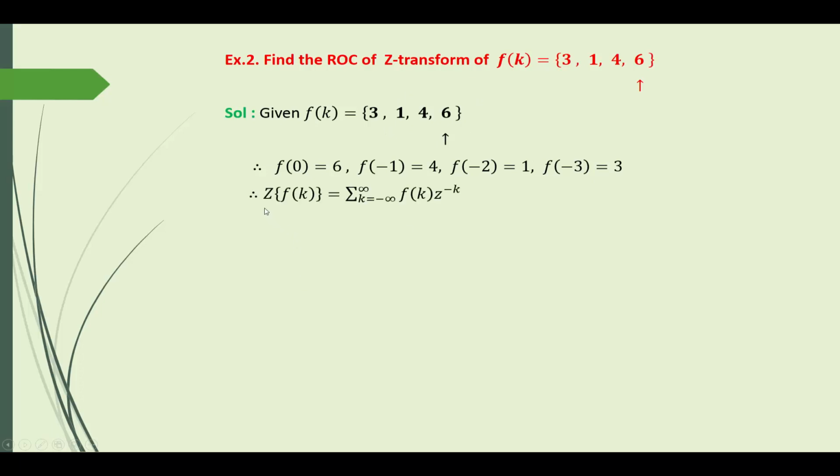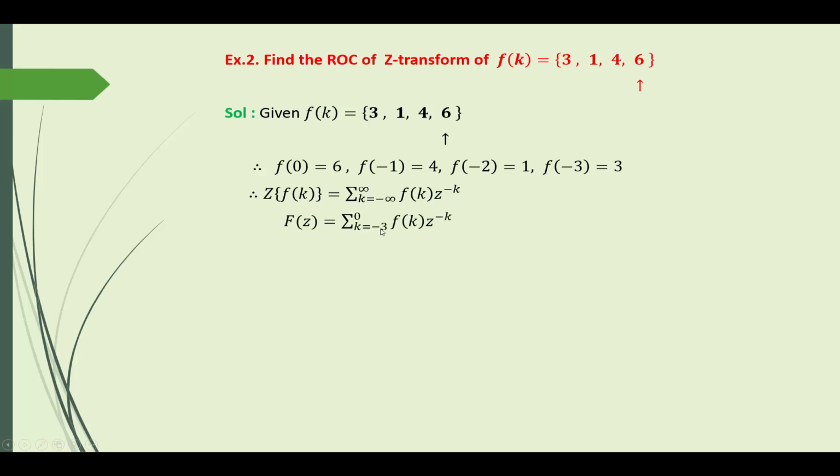By definition, Z transform of f of k equal to sigma k varies from minus infinity to plus infinity f of k z raised to minus k. Now here the value of k is from minus 3 to 0.